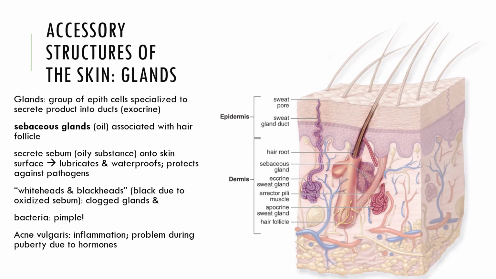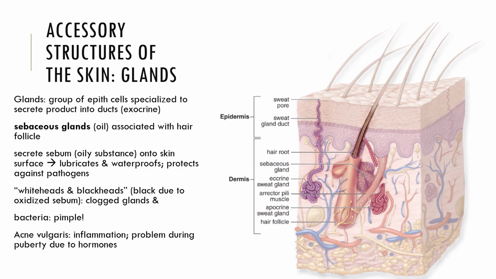So next we're going to talk about glands. There are 3 types of glands found in the integumentary system. These are exocrine glands. So the 3 types of glands are sebaceous glands, sweat glands, and mammillary glands. Remember, exocrine glands secrete substances into ducts or directly out of the body.